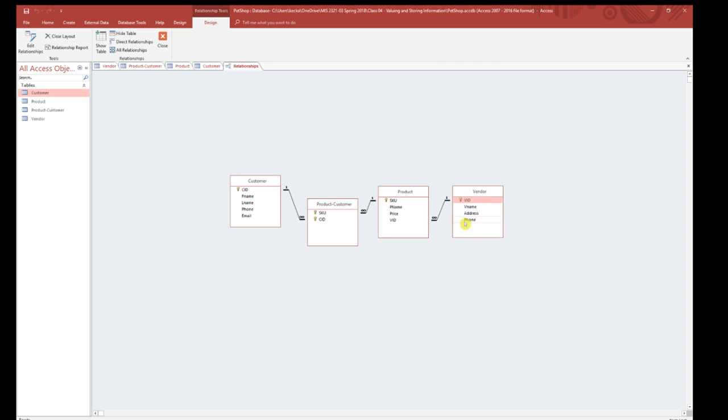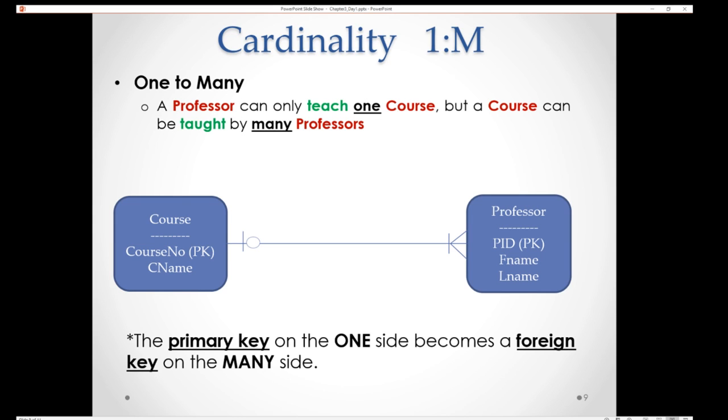For example, if we have a vendor and a product, notice that the vendor ID is connected to another vendor ID in the product entity. This is what we call a foreign key. A foreign key is an attribute that serves as a primary key in one entity and a foreign key in another, where it doesn't uniquely identify an instance of that entity. So in this case, if we have a product, we can determine by using the foreign key what vendor provides that product.